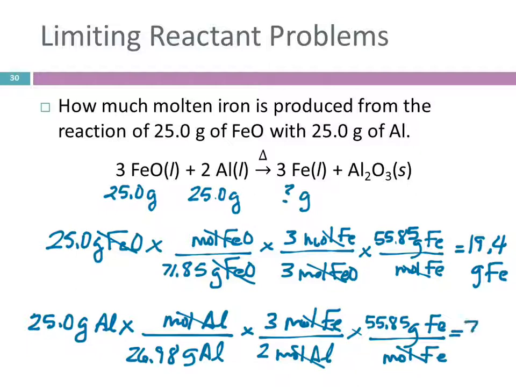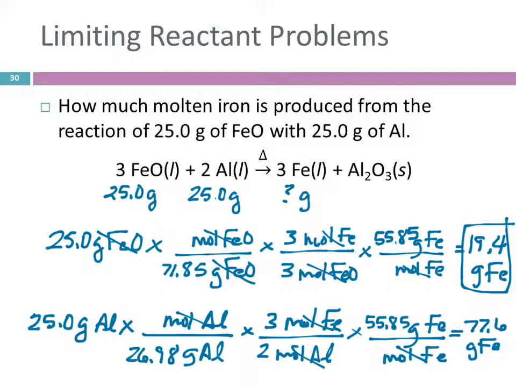I got 77.6. Anybody else get that? Yeah. Like, wow, those are really different. Same mass of each reactant, but you get a lot more from one than from the other. That happens. How much product can we actually make? 19.4. So I'm going to box that. That's the amount of product.